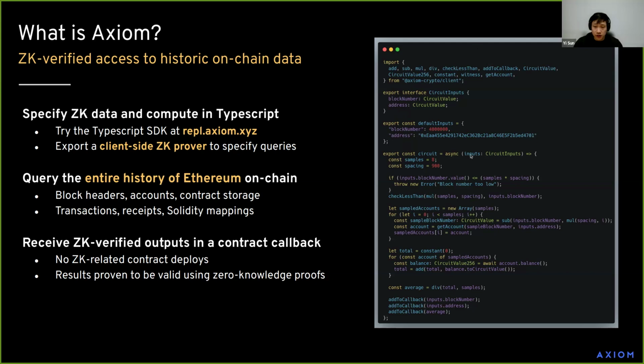You can see here that we allow users to access, for example, historic accounts and inputs from those accounts like balances through functions like getAccount. Then we allow users to do some computation over that through functions like add or diff. The entire history of Ethereum is available in this way, including transactions, receipts, and all other data that you're familiar with. At the end of the day, we will give a ZK verified output to a developer smart contract through a callback. In particular, we want to avoid the requirement that the developer actually deploy any ZK-related verifier functions.